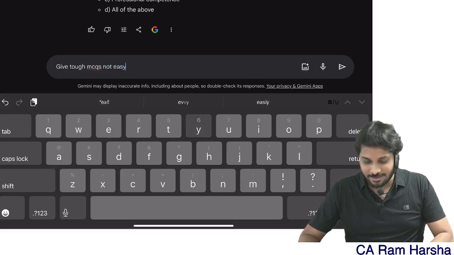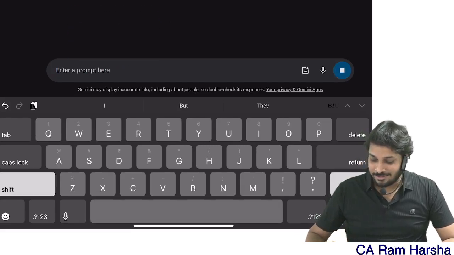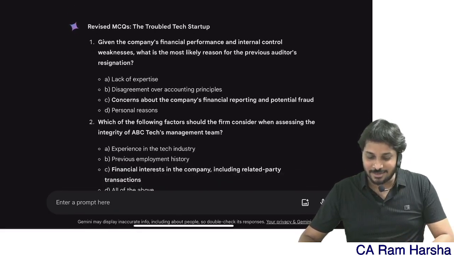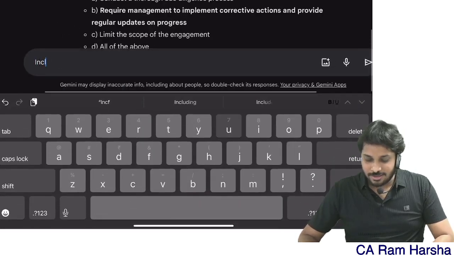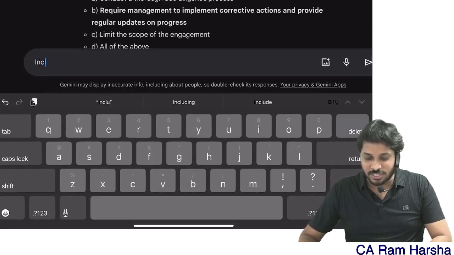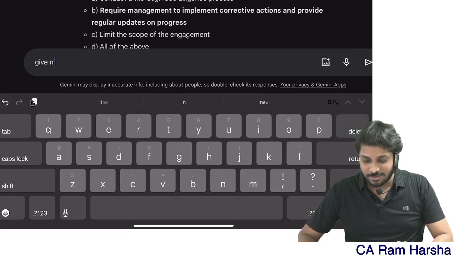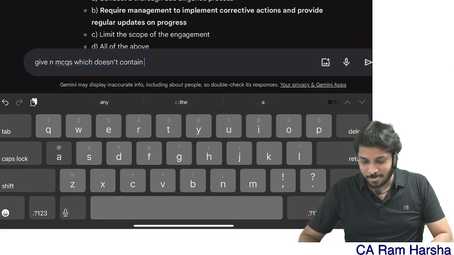Not easy. Wait, we'll see. Revised MCQs. Which of the following factors include given MCQ which does not contain all of the above option? Which does not contain all of the above.